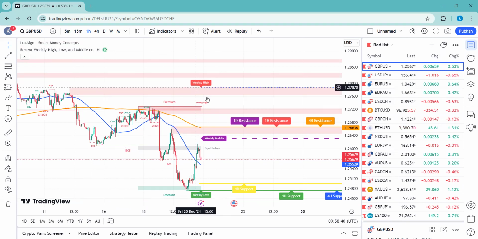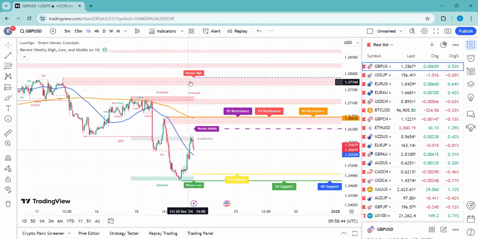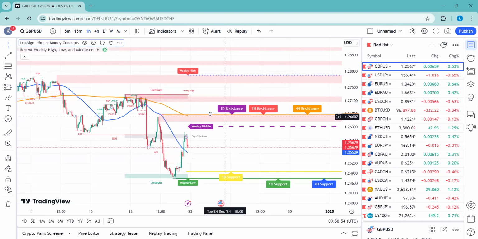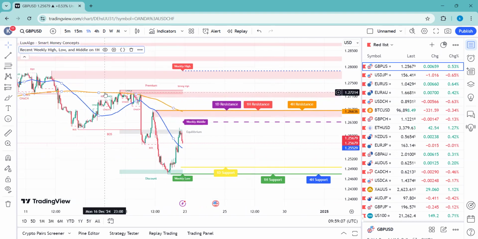Okay, but I'd rather wait for the price to create a support and resistance level. Now here it creates a weekly high on Thursday, the 12th of December. So you could go on this trade, but you can see that price created a support and resistance here, which is the 1 day resistance, 1 hour resistance, and 4 hour resistance aligning on the same resistance levels.